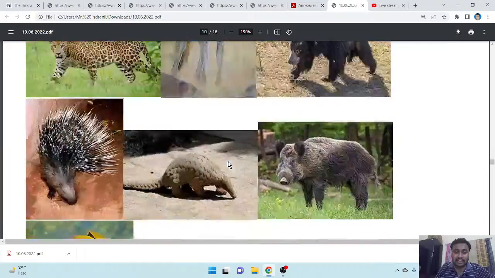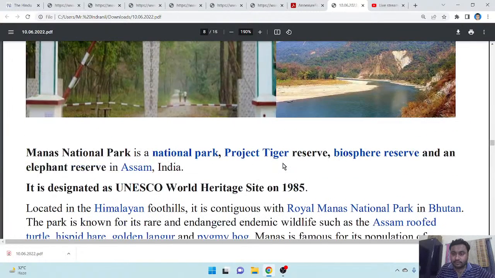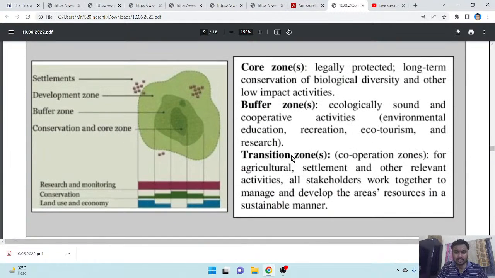Okay, now one thing I want to tell you about is Biosphere Reserve. Now what is Biosphere Reserve? The full form is Man and Biosphere Reserve. So when there is a colony of humans or any human village situated in any forest or in any wildlife reserve, then the term Biosphere Reserve comes into effect. As per the Government of India rule, Biosphere Reserve means there is a village inside the forest. There is human activity inside the forest, that is Man and Biosphere Reserve.